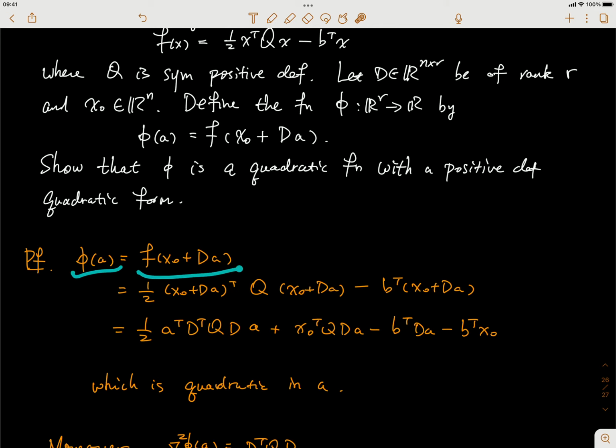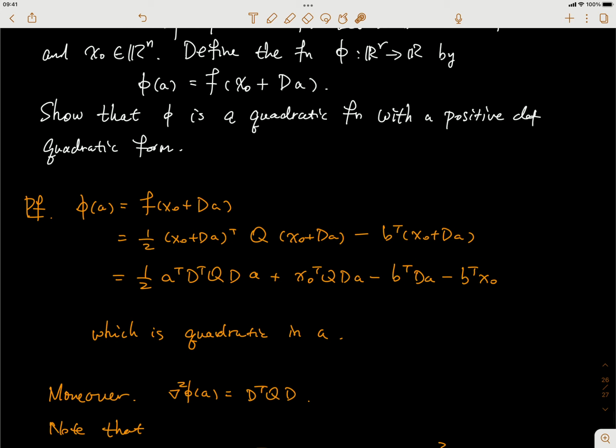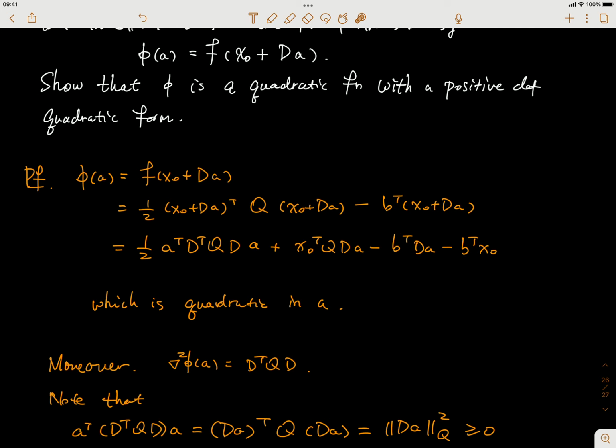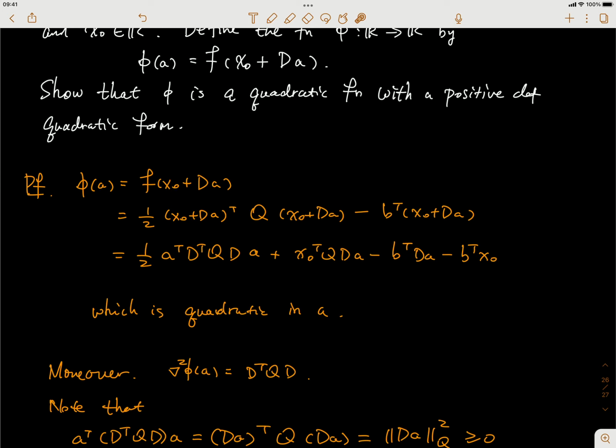The phi(a) is this, but this f is a quadratic function as we showed before, and just expand that, it becomes this. And then we can combine terms, and eventually we arrive at this form. So now both of these two terms combined together is the linear term. But since for quadratic functions, we're only concerned about the matrix for the quadratic term, that is the matrix here.